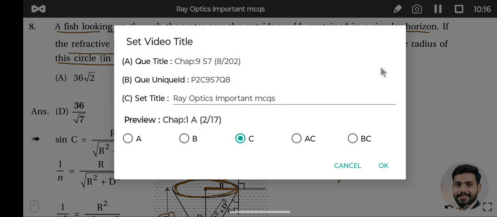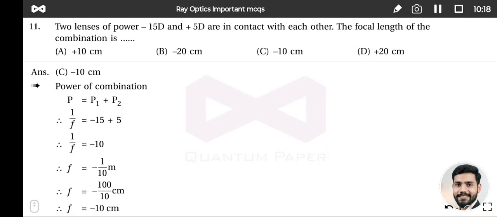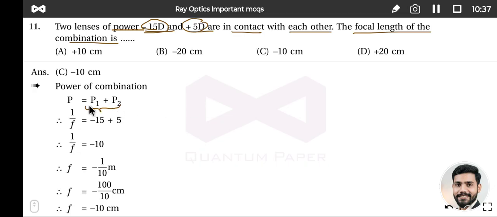Look at the next question. The question is, two lenses of power minus 15 diopter and plus 5 diopter are in contact with each other. The focal length of the combination is, so two powers are given, minus 15 and plus 5. So power of the combination is nothing but P1 plus P2, and we have to find out the focal length of the combination.